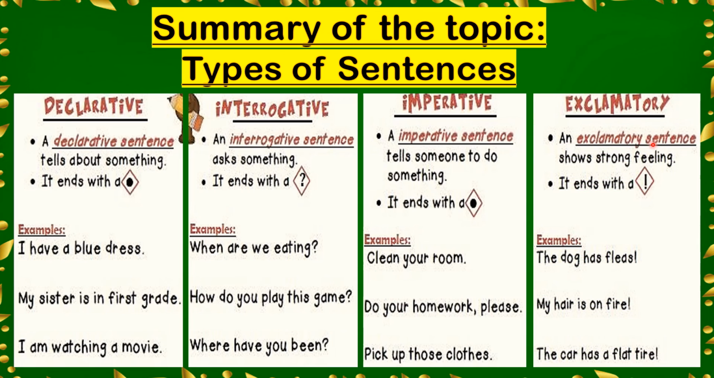An exclamatory sentence shows a strong feeling. It ends with an exclamation mark. So examples: The dog has fleas! My hair is on fire! The car has a flat tire! So these are the 4 types of sentences.